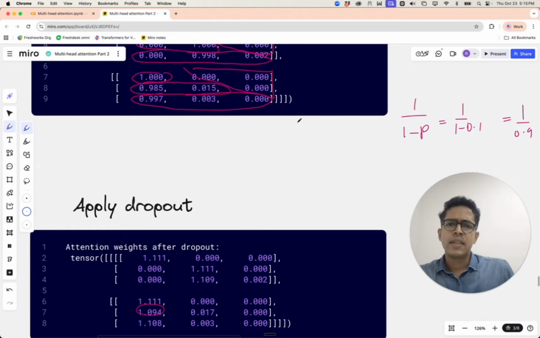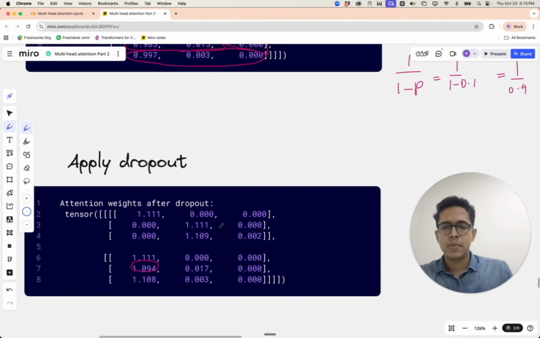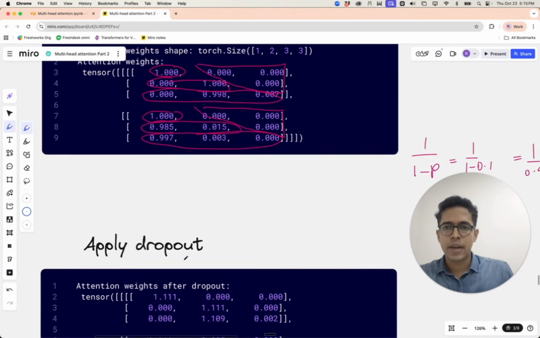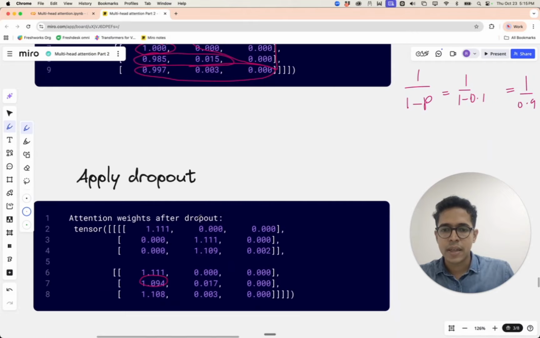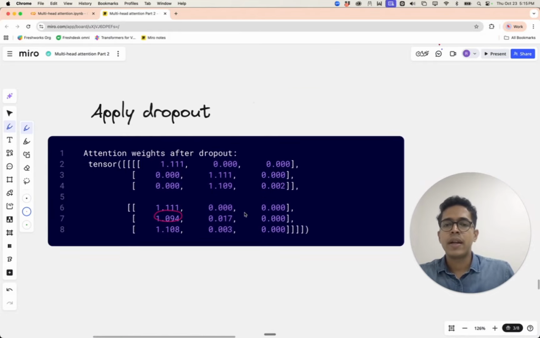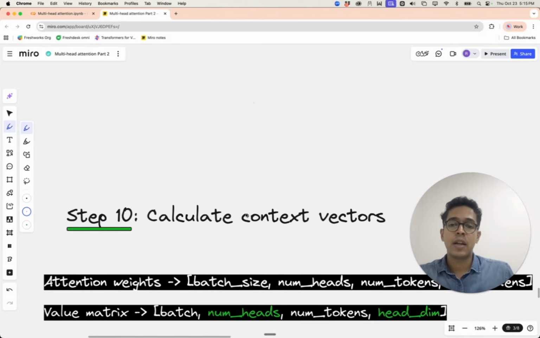Since the dropout probability is only 10%, maybe all elements are not getting dropped out. So here I don't see any of these major elements getting dropped out. Yeah, perhaps the dropped out item was this. In that case, it does not make any difference, right? So this is how you apply dropout to get the final attention weights after applying dropout.